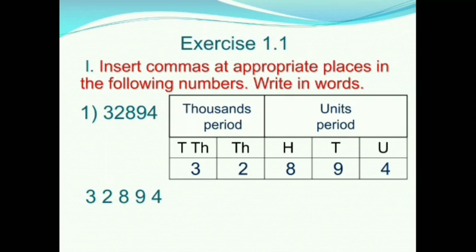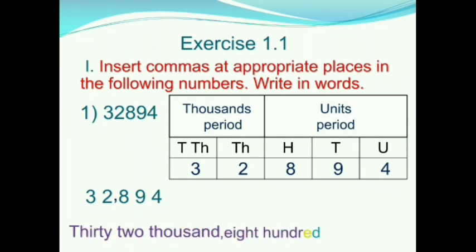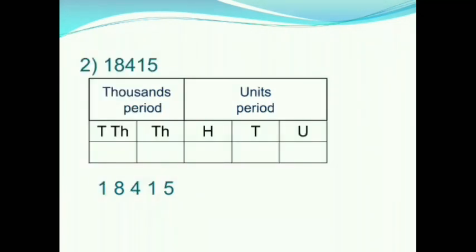Now we will put comma. Comma we will put after each period. This means that the first comma is put after the hundreds digit. In the hundreds place we have 8. So we will put comma after 8. Now read this number: 32,894. Like this only we will solve the second one.